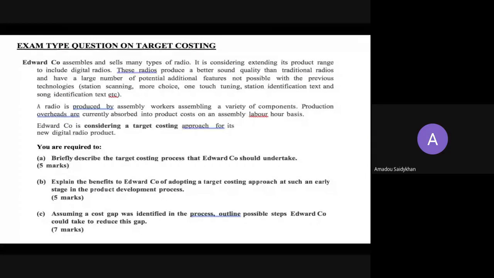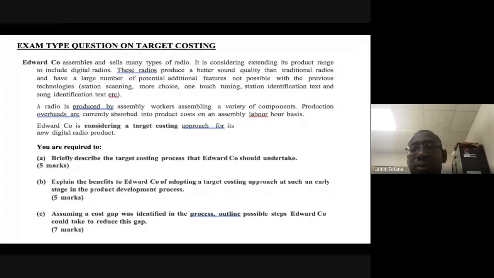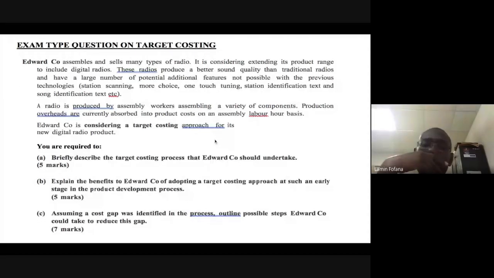Yes, I think cost gap is the difference between the estimated cost and the target cost. Okay, yes. Estimated cost using our traditional costing method and our target cost. Correct. So, what are the steps that we should undergo in order to reduce this gap? But this is with particular reference to Edwards Company Limited.